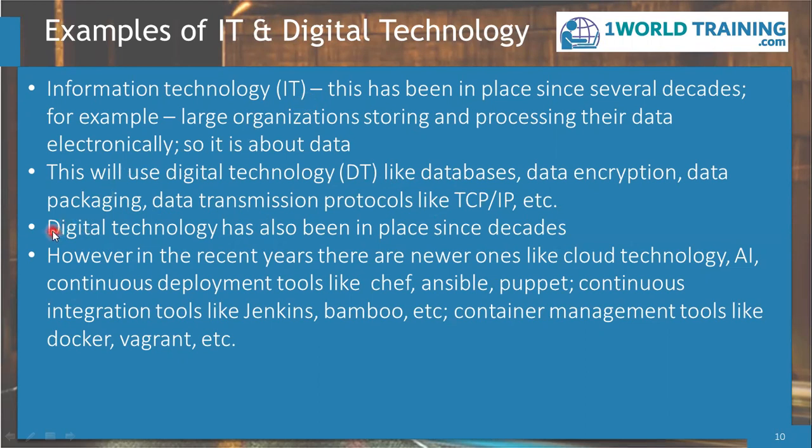Digital technology has also been in place for decades. So things like databases, which use digital technology to store information and retrieve information, have been in place for decades. However, in recent years, there are newer digital technologies like cloud technology, AI, continuous deployment tools like Chef, Ansible, Puppet, continuous integration tools like Jenkins, Bamboo, etc., container management tools like Docker, Vagrant, etc.